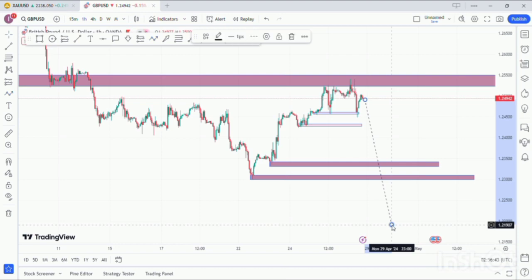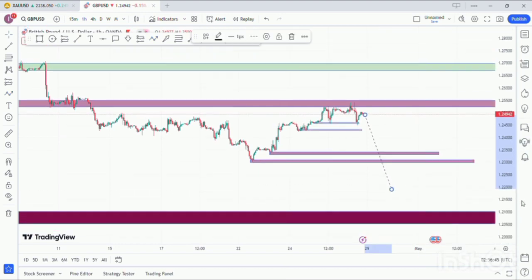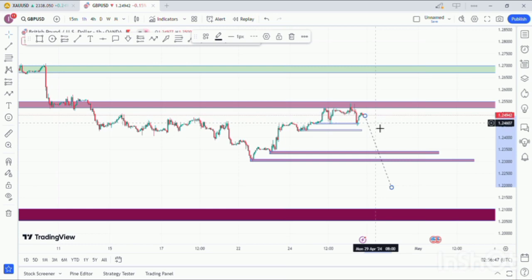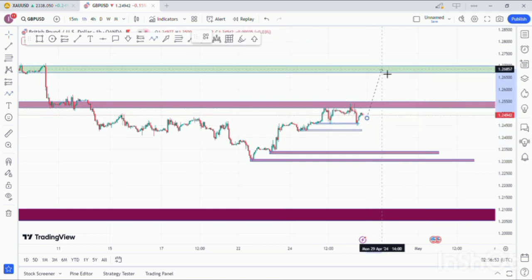But on the flip side, if price decides to continue upward from this current zone, most likely it will respect the first resistance zone, and if it breaks out of it, we are expecting price to respect the next resistance zone, which is to continue its movement upward.